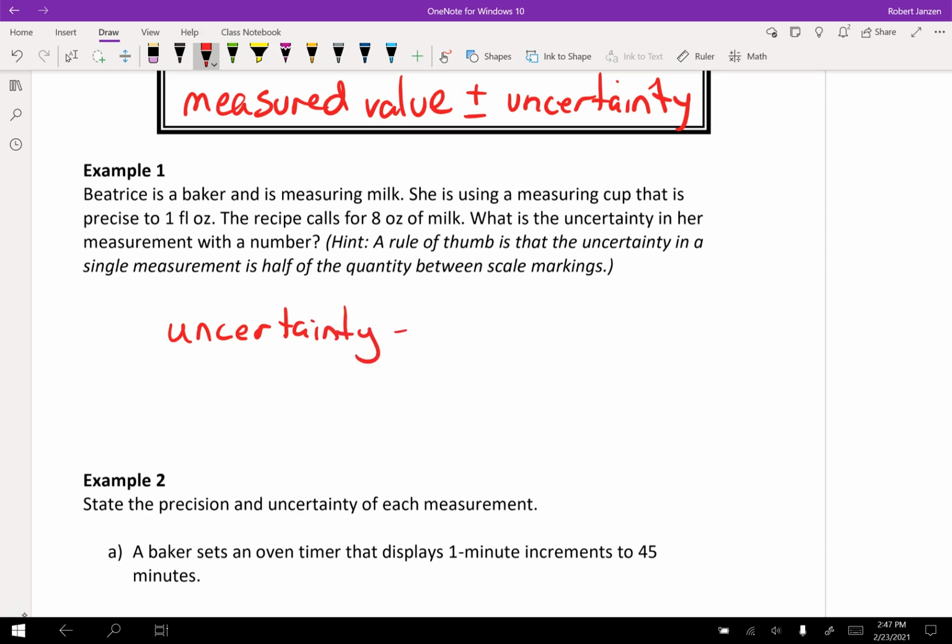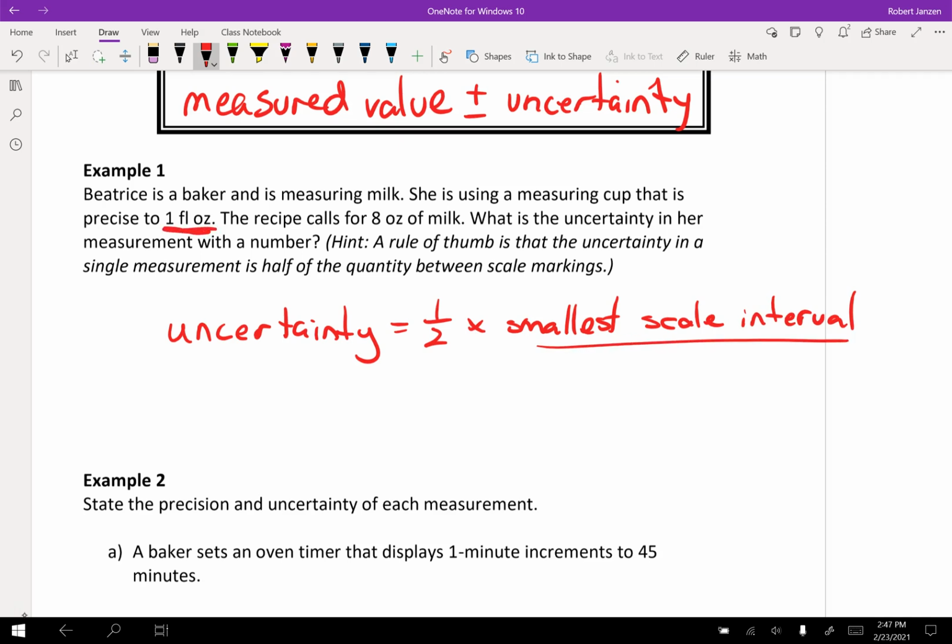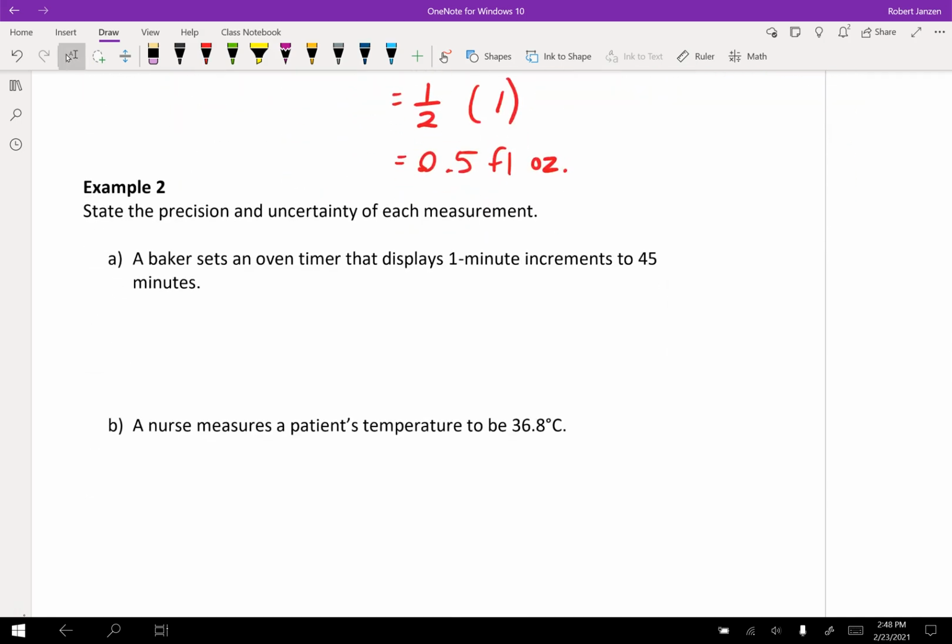Okay, so what is uncertainty? Uncertainty is half of the smallest scale interval, or the smallest unit of measurement. Okay, the smallest scale interval in this case is 1 fluid ounce. So our uncertainty would be half of that, half of 1, which is, if you use your calculator, you're going to get decimal 5. You could put it as half or decimal 5. Okay, and in this case, it's fluid ounces. That's your uncertainty.